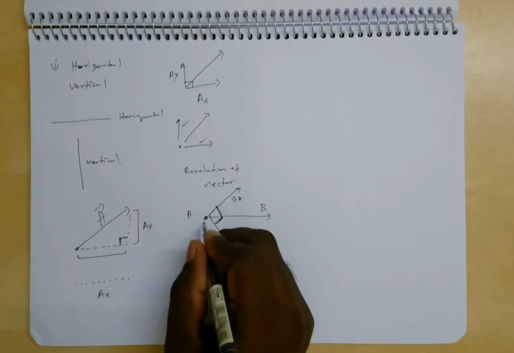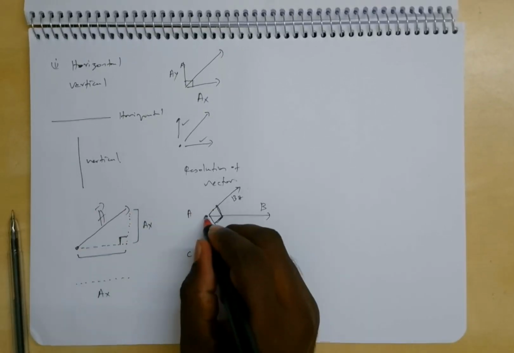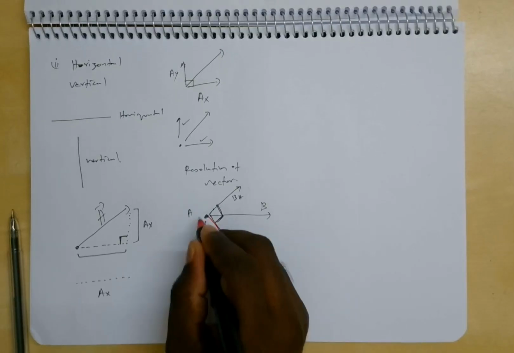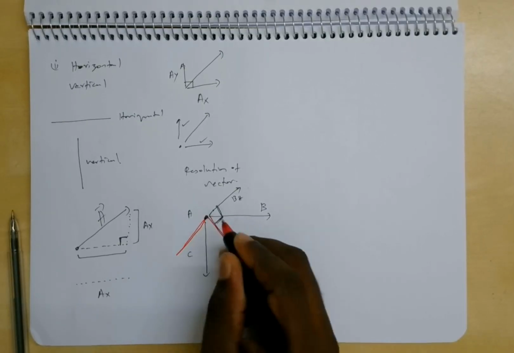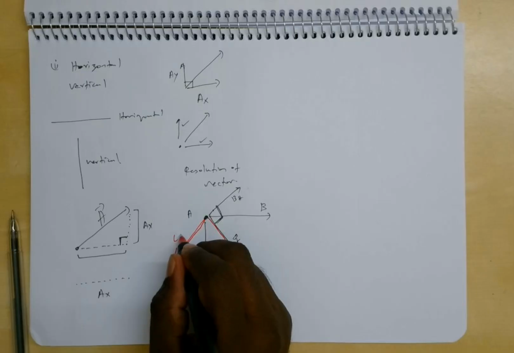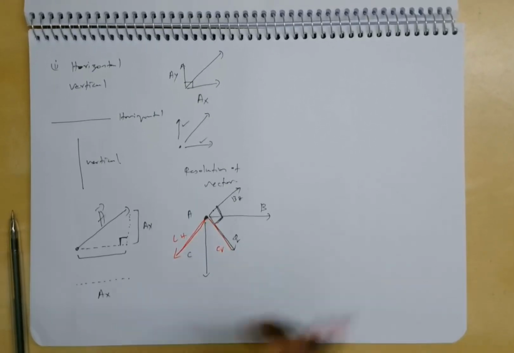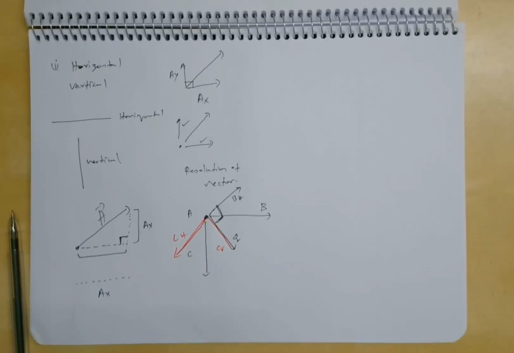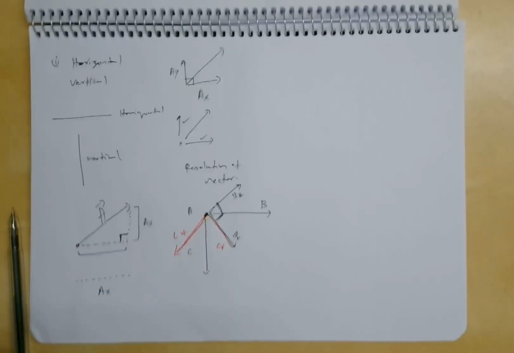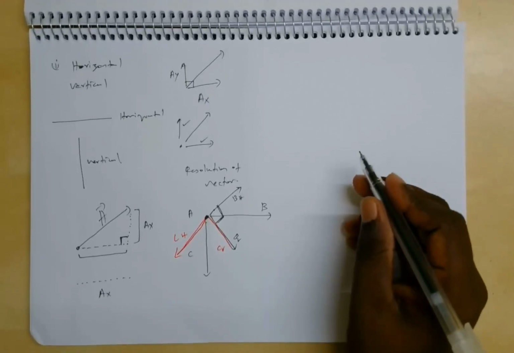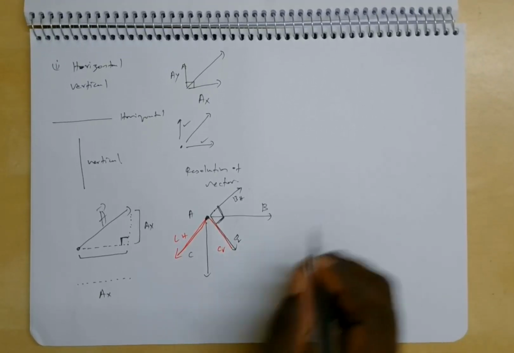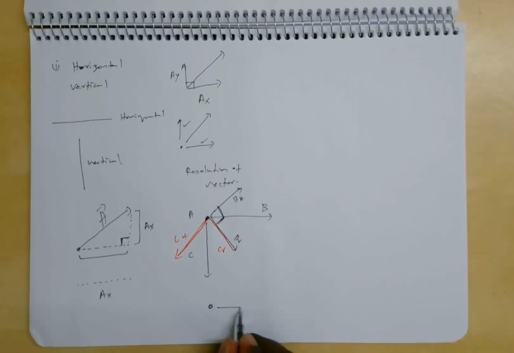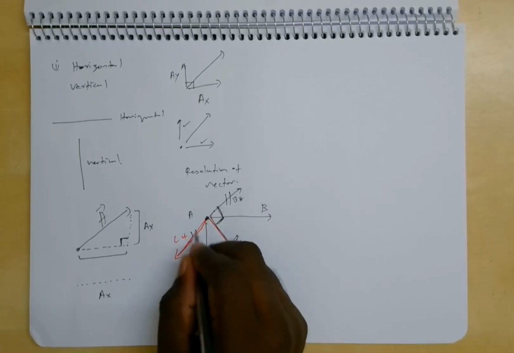Okay. Now I'm going to split this C also into horizontal and vertical. Now we are going to call this C horizontal and C vertical. Can you see that CH and BH are equal and opposite? So what will they do? If you are pulling here and I am pulling here with an equal amount of force, where will it move? So they will cancel out.